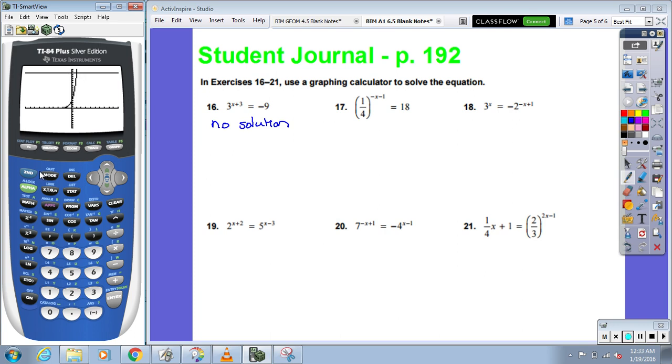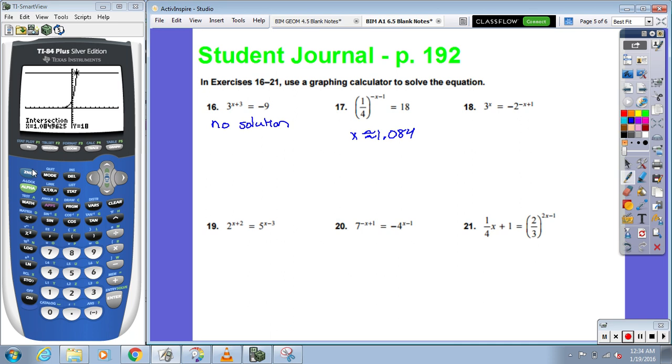So how I do that is I am going to go second and hit the trace button. It says calc. And I'm going to go down to intersect because I want to find where it intersects, and hit enter. So I hit enter saying yes, I want that line and that curve. And it says, do you want me to guess? I hit enter saying yes, I do. And it says that where they intersect is when x equals 1.084. And I should change that to approximate because I did round that.